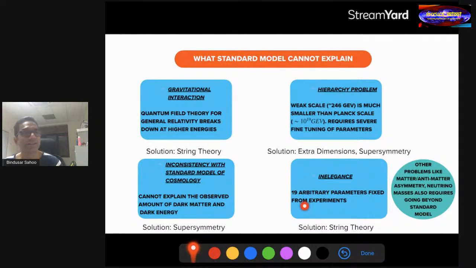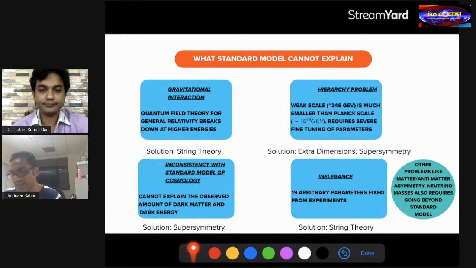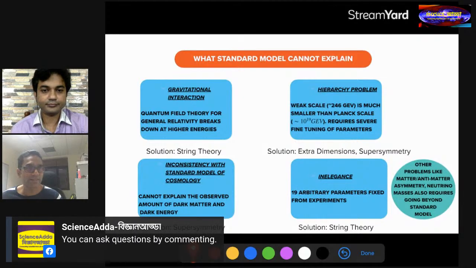Then there is an aesthetic problem with the standard model. I mean, this is not more of a problem, it's an aesthetic. It has 19 arbitrary parameters which have to be fixed from experiments. Okay, so it would be nice if you can explain everything from one single parameter or something like that. And then the solution to that is also string theory. And then there are other problems that I have not listed here: matter-antimatter asymmetry, neutrino masses, and all these things that also require going beyond the standard model.